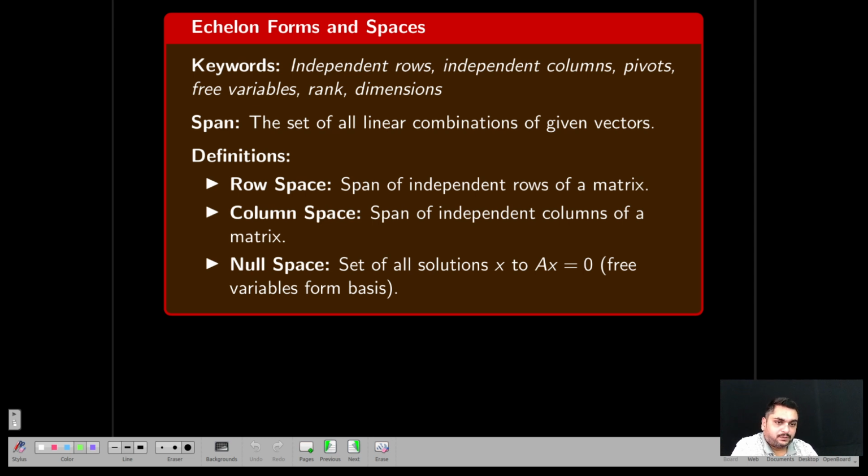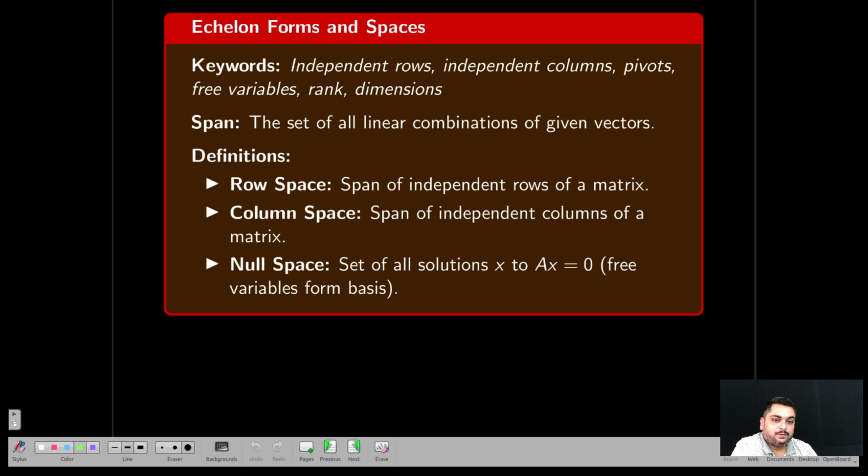Okay, so we'll be studying what echelon forms are, and how they will help us get the row space, column space, and null space. Some keywords on why we need echelon forms: they help us find the independent rows or independent columns in my matrix, and tell which variables are free variables. Using the free variables, I can directly find the solution to my linear equations, and it also helps us find the rank and dimensions of the matrix. So we'll see it next.